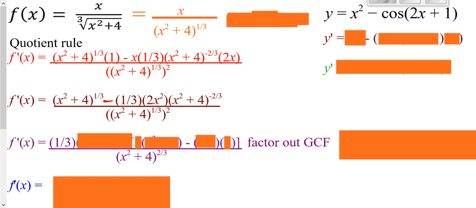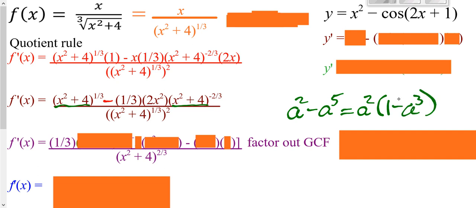Also, you'll notice that we have an x squared plus 4 here, an x squared plus 4 here, but to different exponents. So, side note, remember, a squared minus a to the 5th. If you were asked to factor that, you'd pull out the smaller of the two exponents. So, we're going to have to pull out the smaller of the two exponents, which would be that x squared plus 4 to that power.